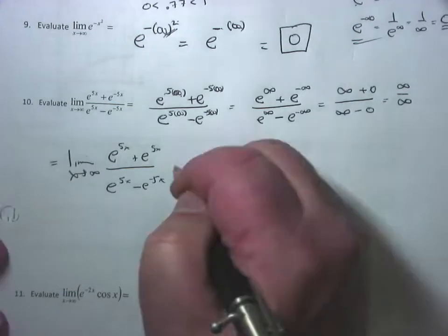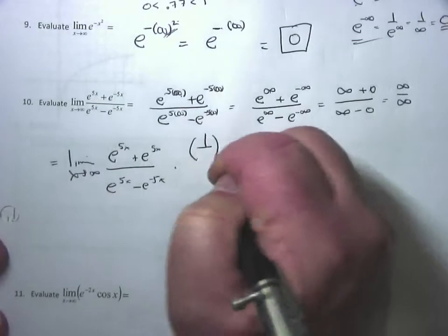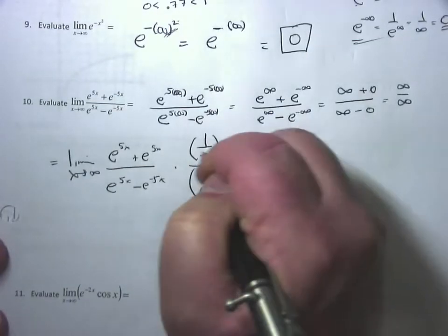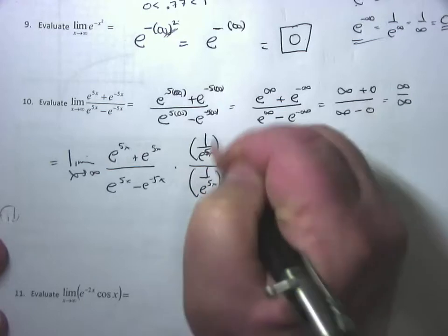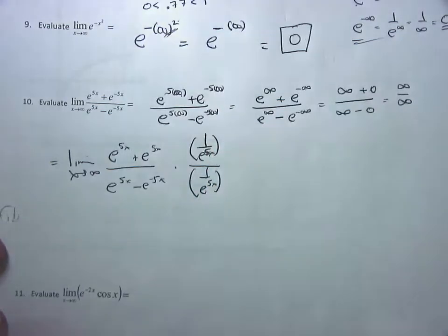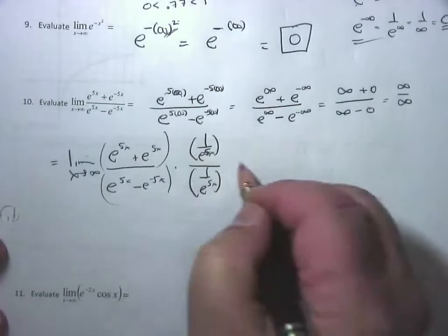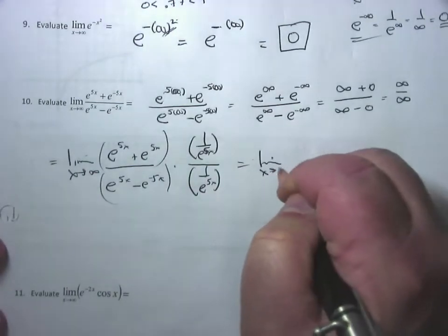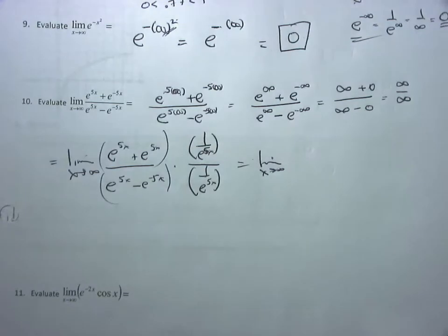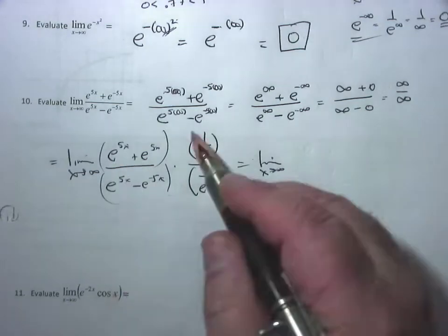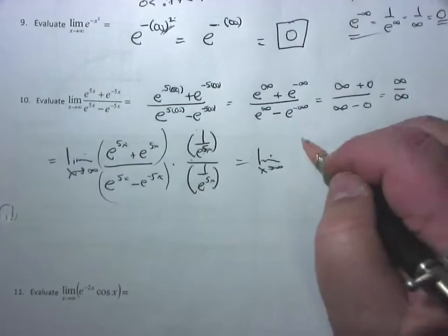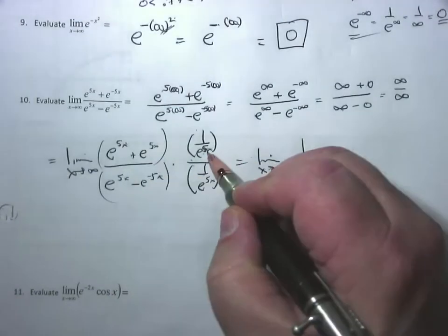Positive 5x. So multiply by 1 over e to the 5x. What you do to the bottom, you do to the top. Do the denominator, do the numerator. And distribute. This is equal to the limit as x approaches infinity of, here we go. What's e to the 5x times 1 over e to the 5x? You get 1, because e to the 5x cancels.